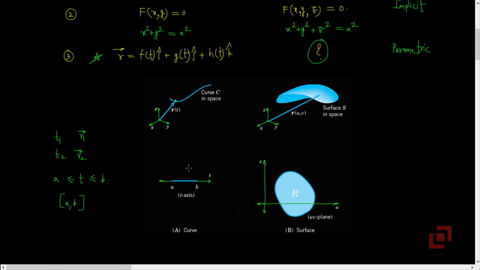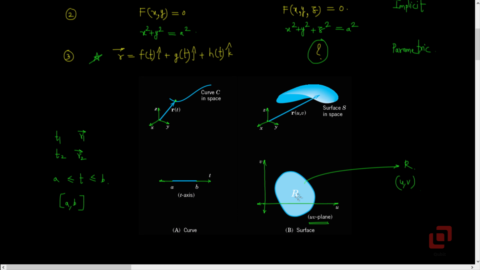We're going to extend this particular idea to surfaces. Surfaces being two-dimensional, we need two parameters to define the parametric equation. The convention is we choose the parameters to be u and v. So for a curve, we had the t-axis. For a surface, we have the uv plane. For a given curve, we identified the range of values of t on the t-axis. And for a surface, we are going to have a closed region, let us call it capital R.